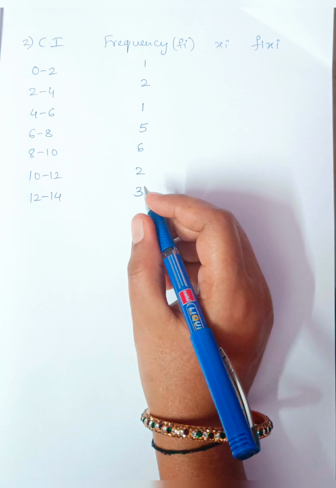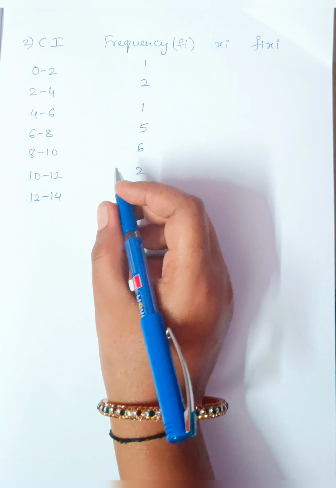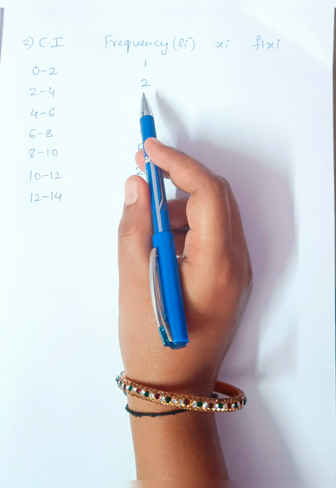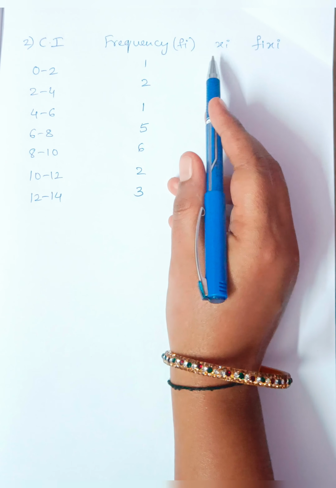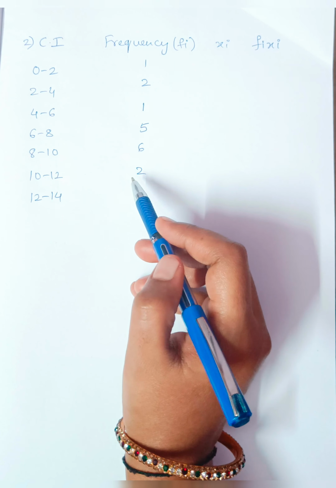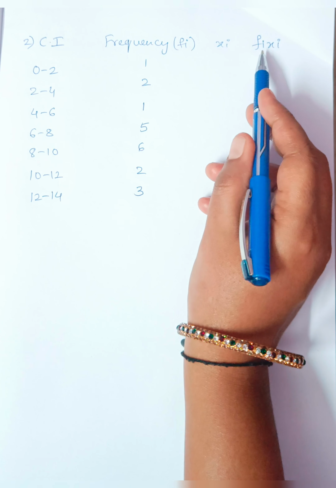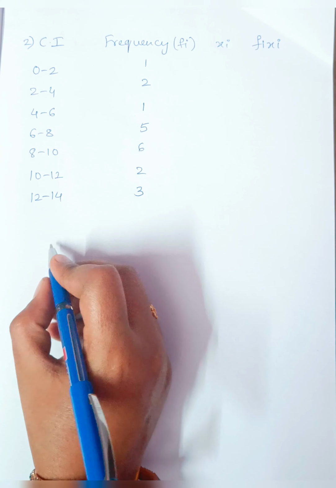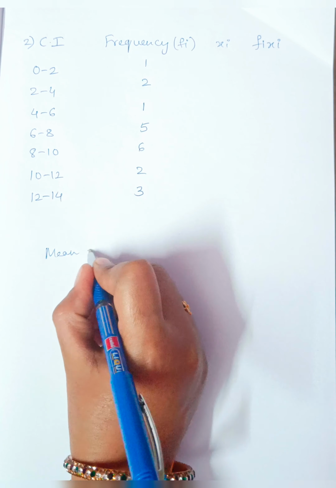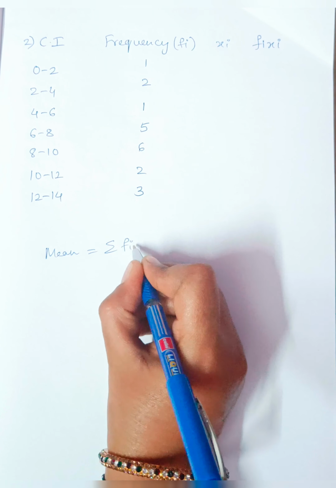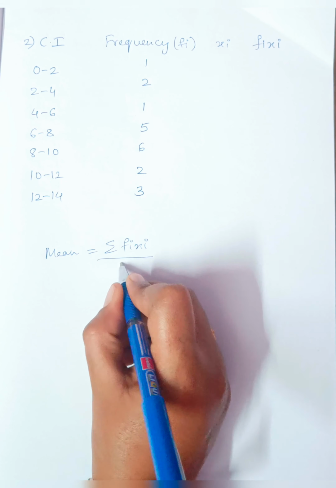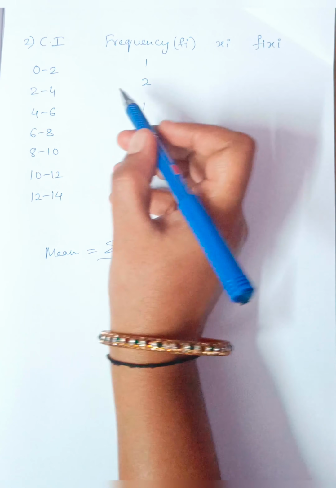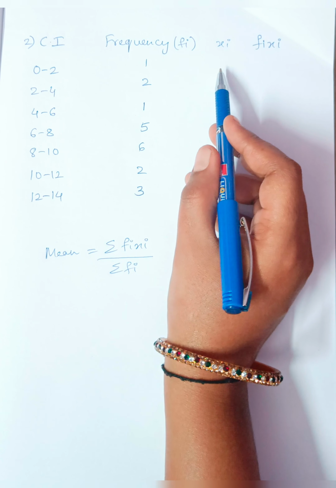So the second question is, the same way given, that is the class interval and frequency. Now these two things will be given in the exam. So we need to find xi and fi into xi. So let's first write the formula for mean. So mean formula is summation fi into xi divided by summation fi. Okay. Now same way we need to calculate this.